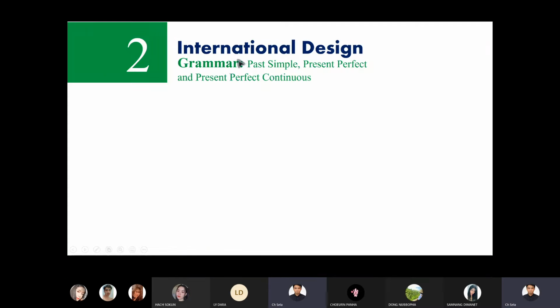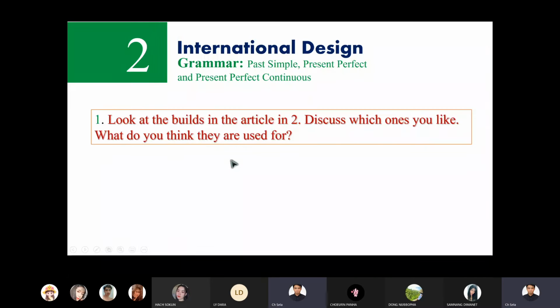And for this unit, the grammar that you're going to learn is past simple, past perfect, and present perfect continuous. Okay, so now let's go to what page is it today, everyone? Page 18. Okay, page 18. So international design.